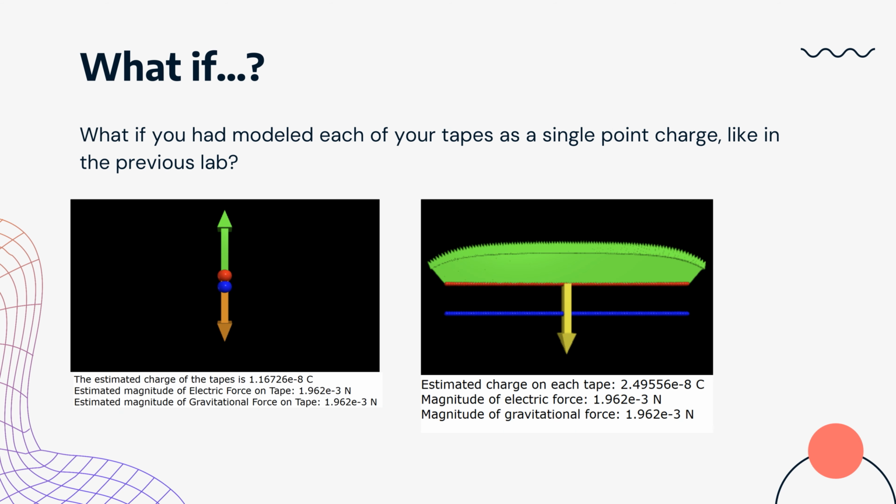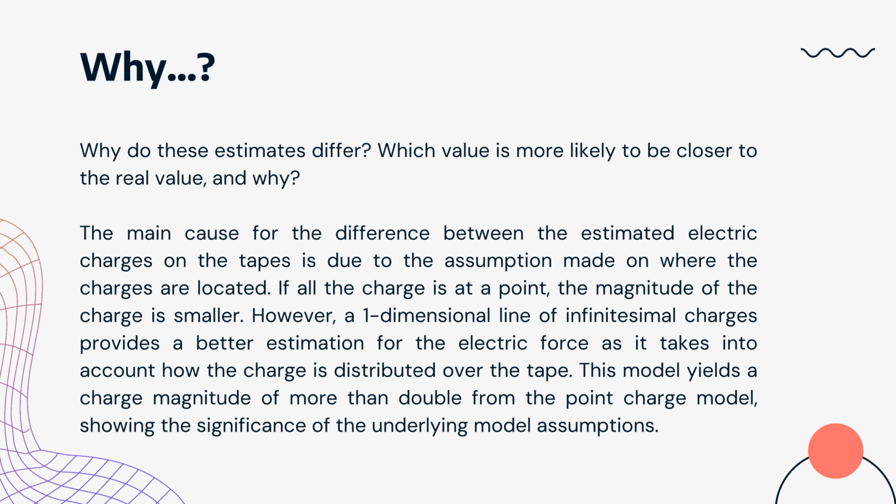Recall that if we model the tapes as point charges, the estimated charge on the tapes was 11 nanocoulombs compared to the 25 nanocoulombs obtained with the 1D line of charges model. The main cause for the difference between the estimated electric charges on the tapes is the assumption made on where the charges are located. If all the charge is at a point, the magnitude of the charge is smaller. However, a one-dimensional line of infinitesimal charges provides a better estimation for the electric force as it takes into account how the charge is distributed over the tape.